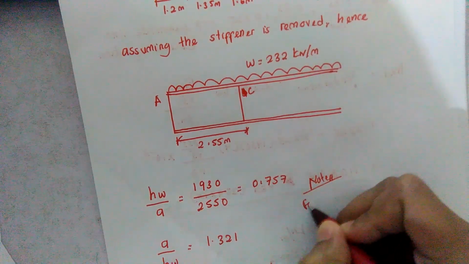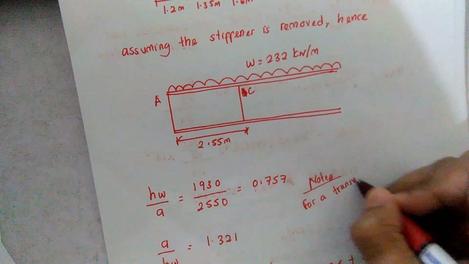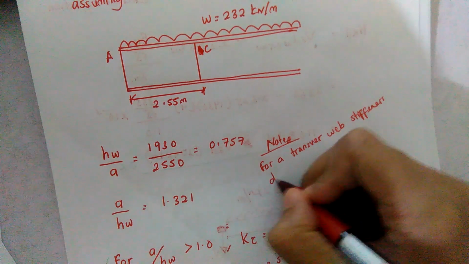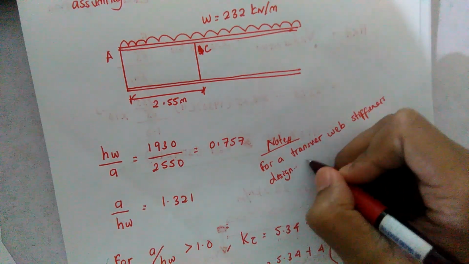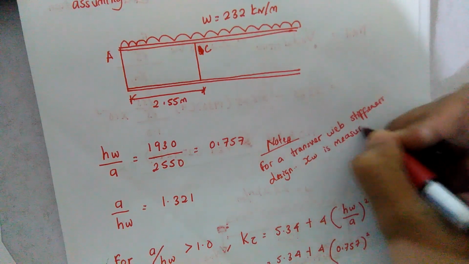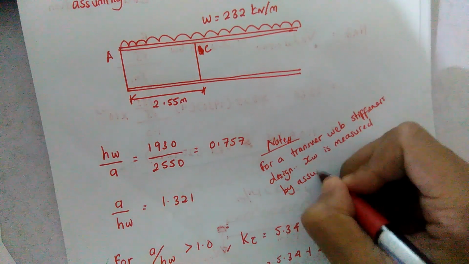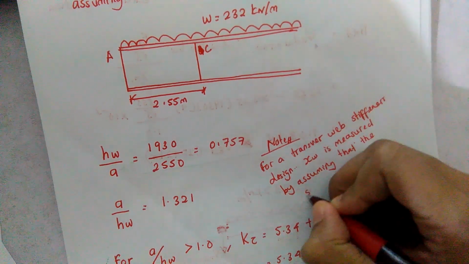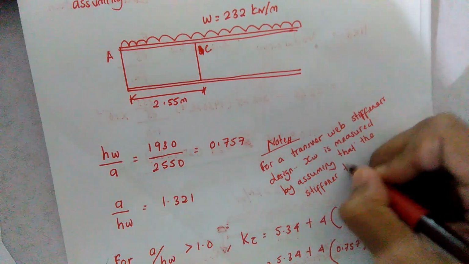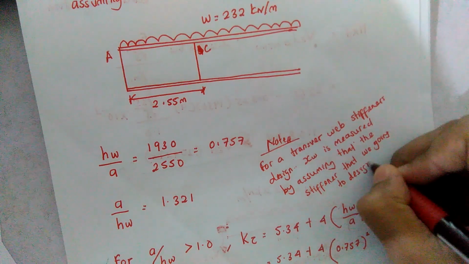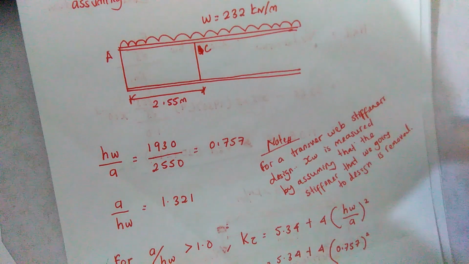You have to make a note there. Note: for a transverse web stiffener design, the contribution factor χw is measured by assuming that the stiffener that we are going to design is removed. Okay?